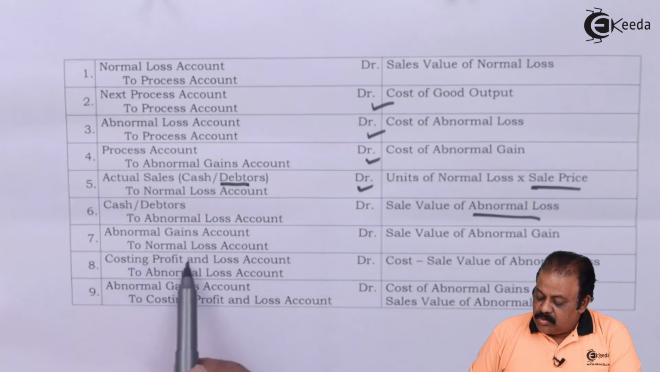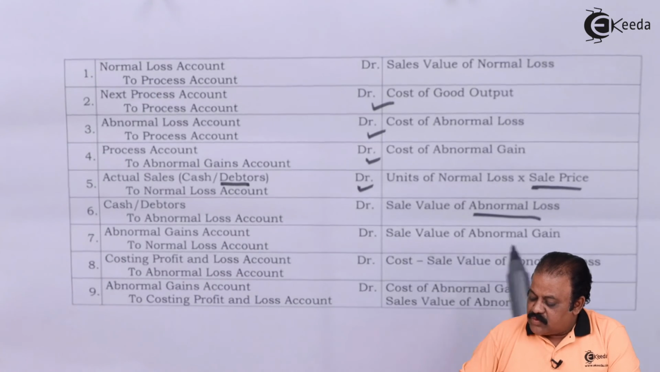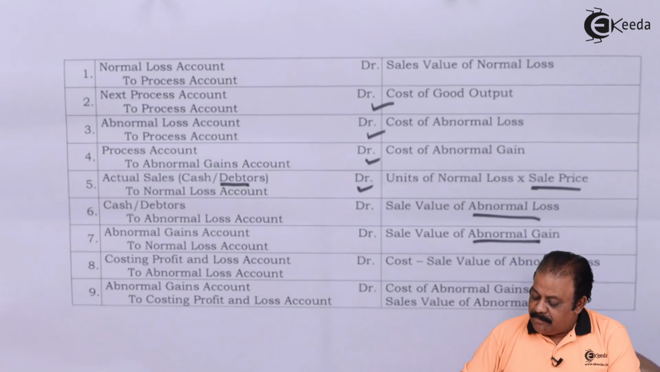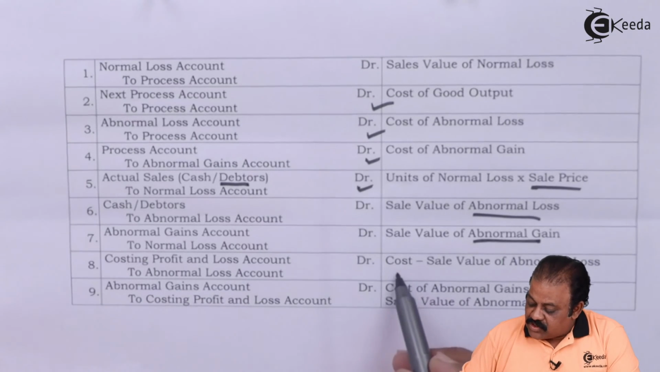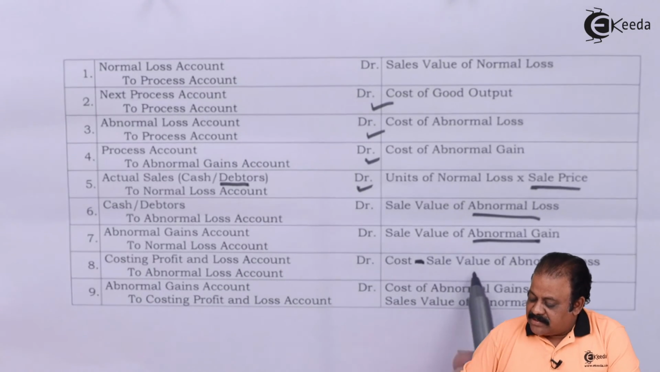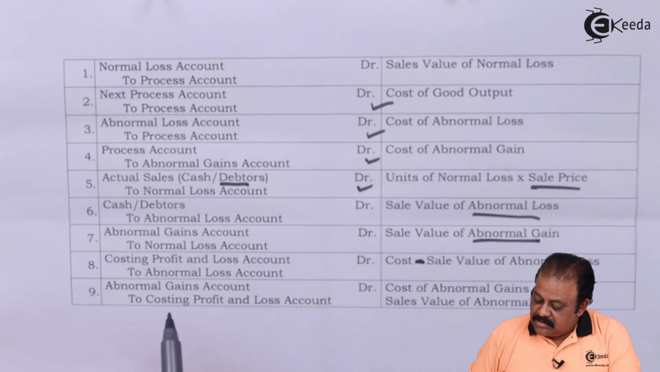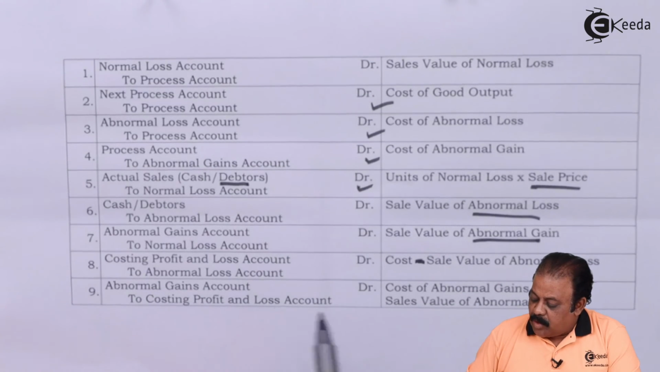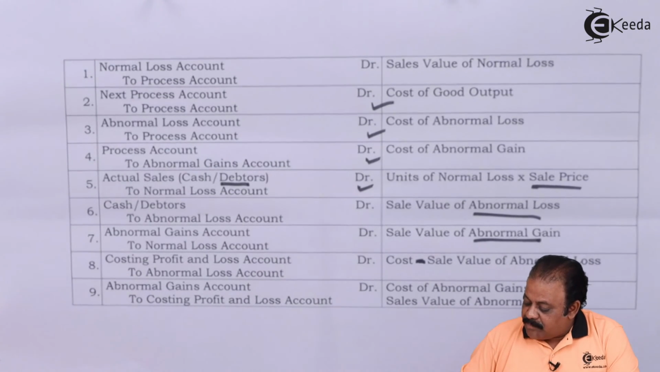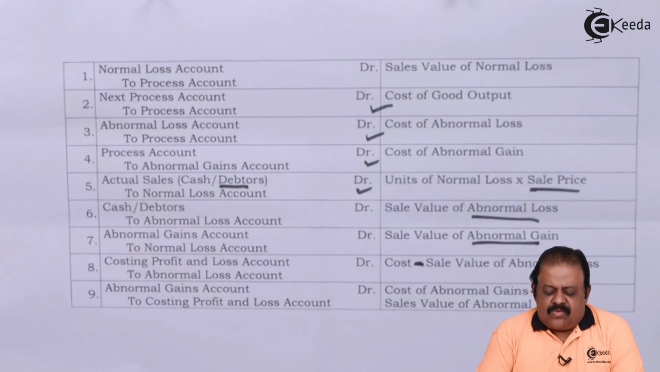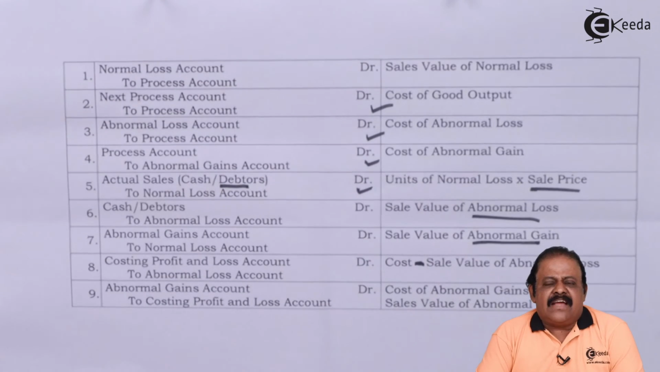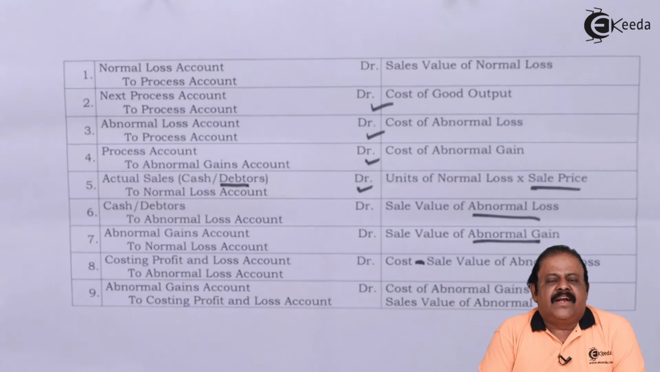Abnormal gain account to normal loss account, that is for sale value of abnormal gain. Costing profit and loss account to abnormal loss account, that is cost minus sale value of abnormal loss. Abnormal gain account to costing profit and loss account, that is cost of abnormal gain minus sale value of abnormal gains. This is how some of the important entries and relevant amounts we can find out.